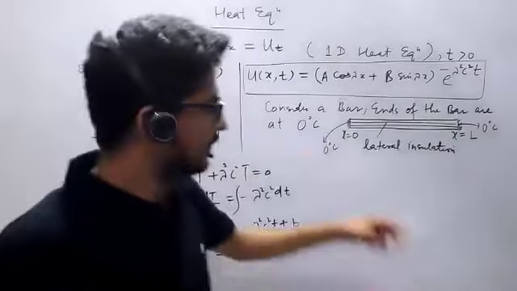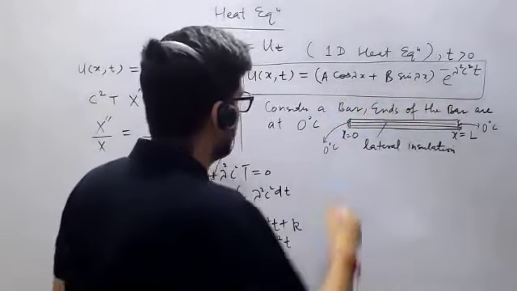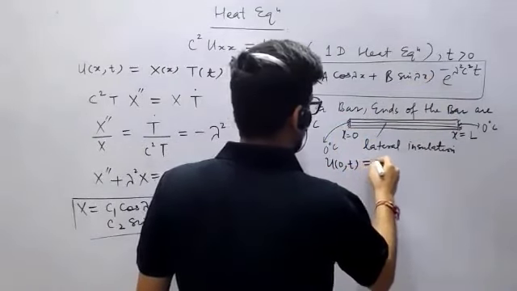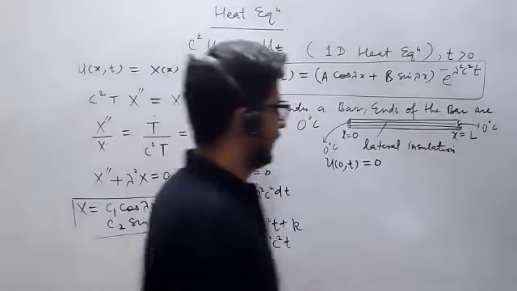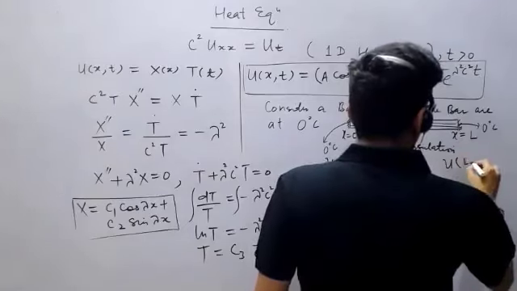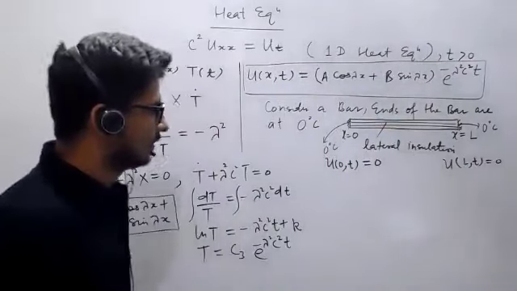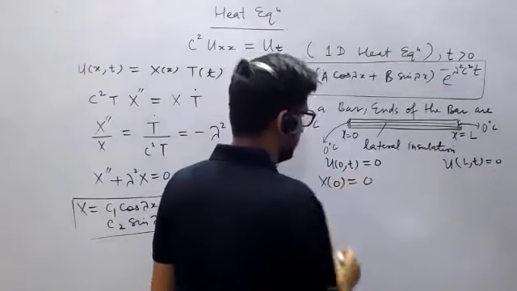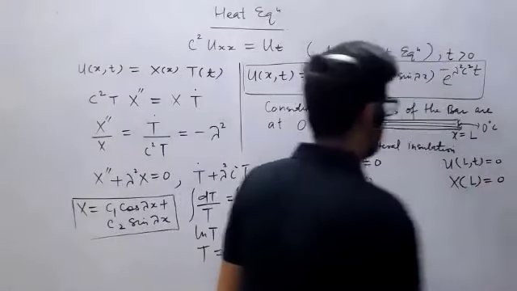So we know that this will follow the heat equation, so its solutions are like this. And what is here? If you see, u(0,t) should be equal to 0, because this end is at 0 degrees Celsius. And what about this end? u(L,t) should also be at 0 degrees Celsius. So this boundary condition suggests that X(0) should be 0, and this boundary condition suggests that X(L) should be 0.